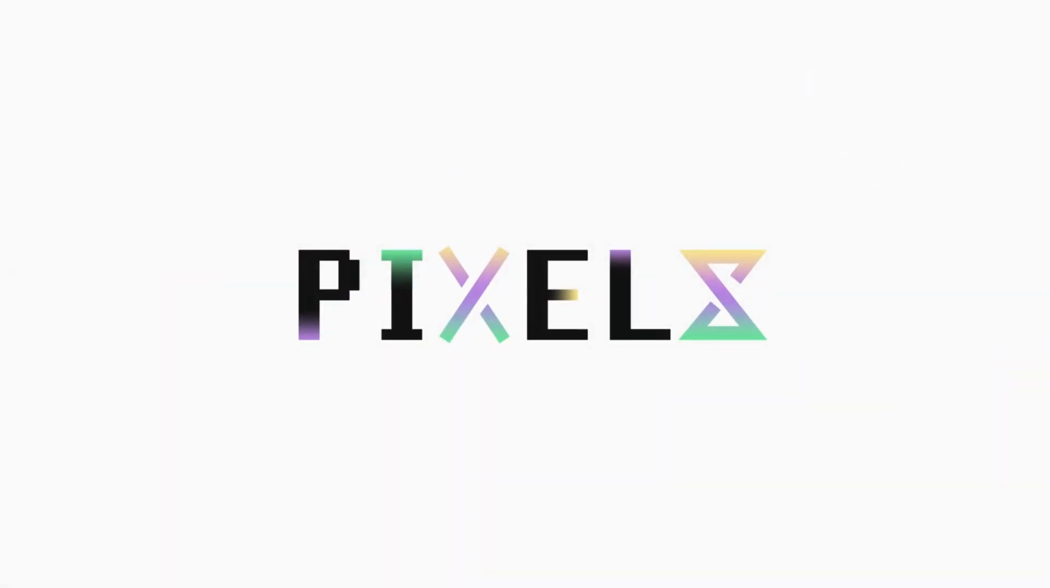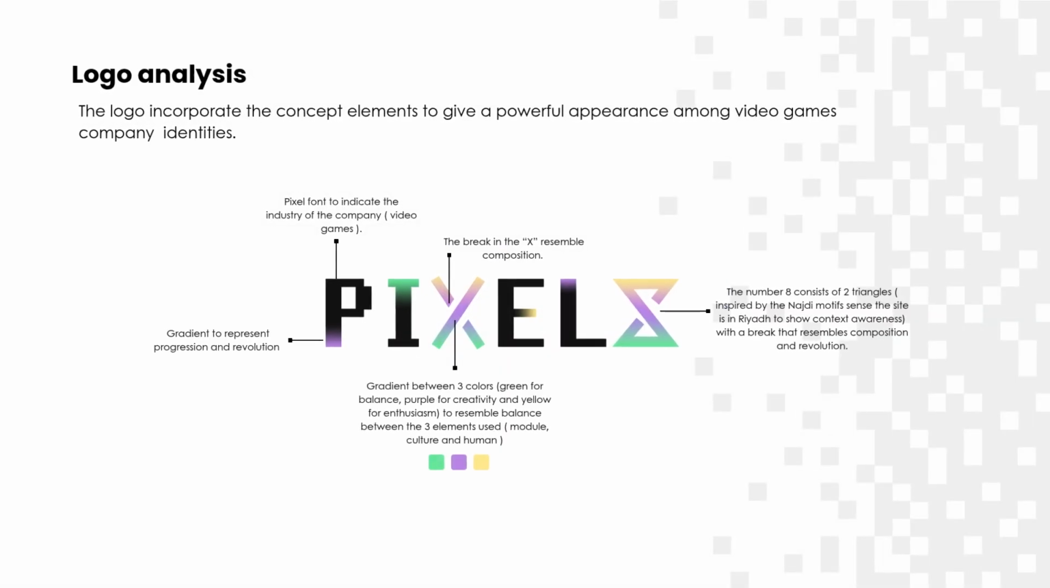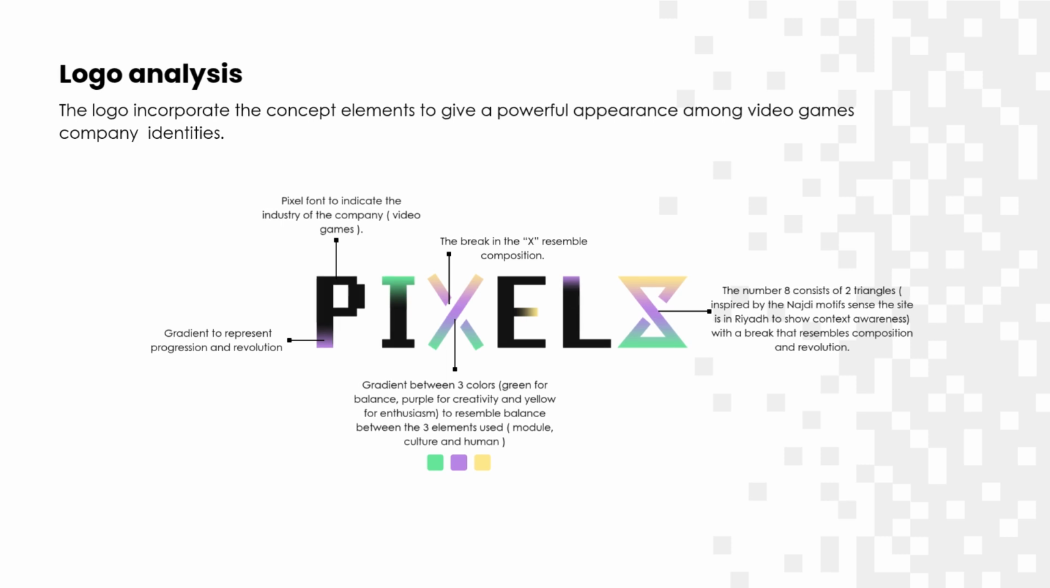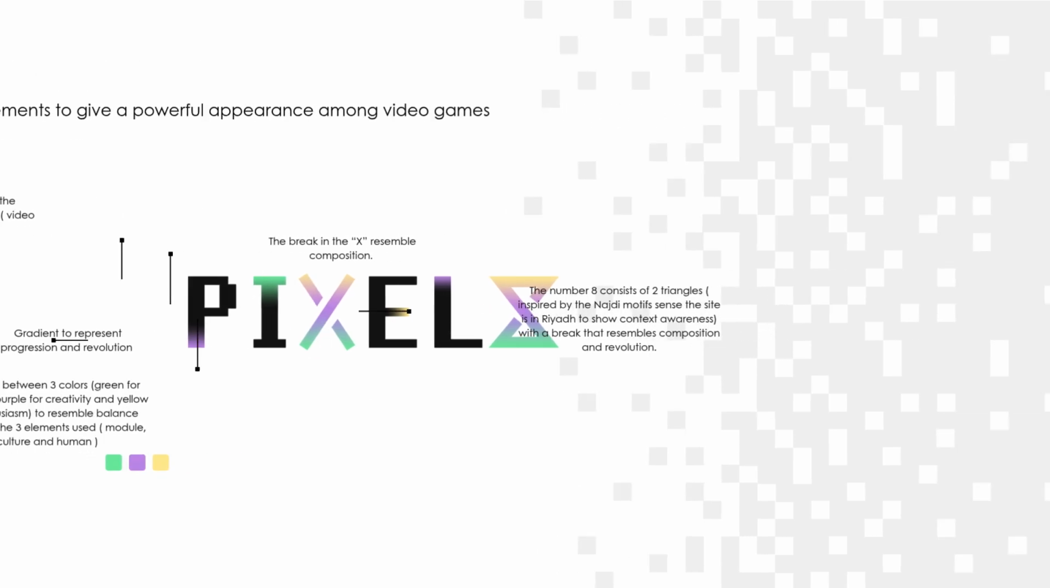Pixelate, the ultimate Saudi video game production company. The logo uses 8-bit font inspired by original video games. The gradient is used to imply revolution. The triangular shapes imply culture. The breaks in the letter X and the number 8 imply composition.